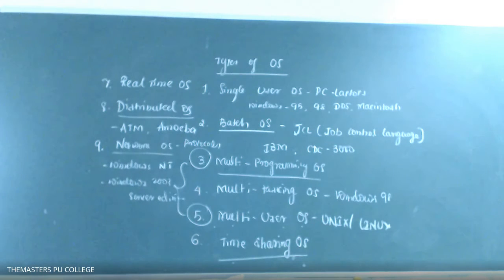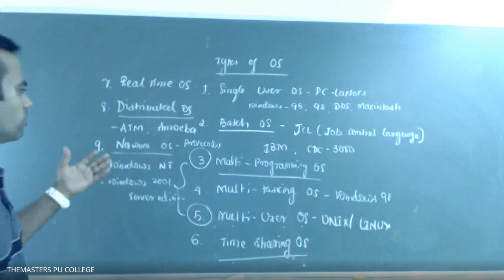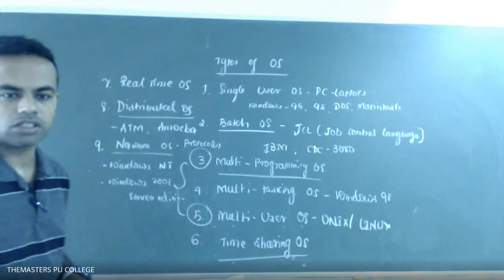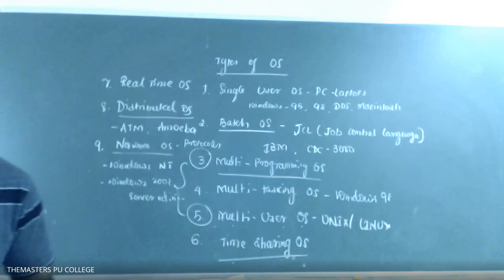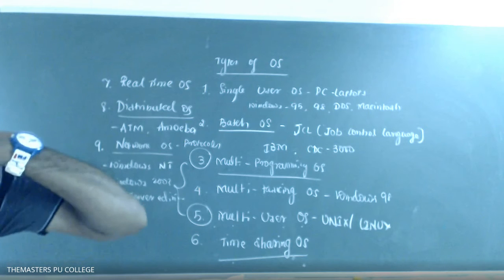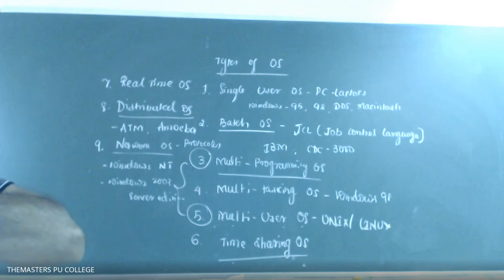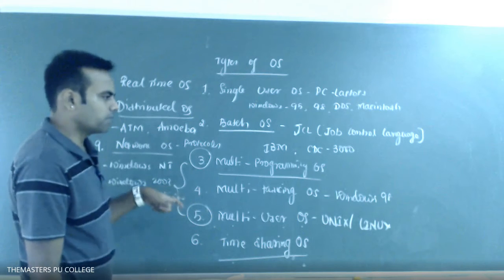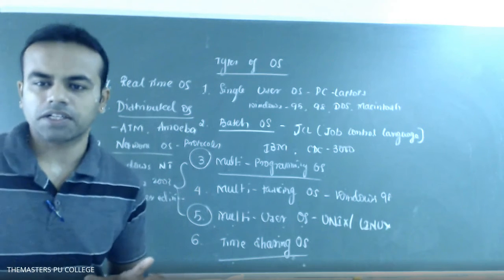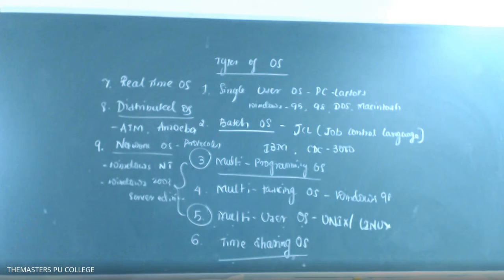A network operating system is a collection of software and associated protocols that allows a set of autonomous computers, which are interconnected by a computer network, to be used together. Next.